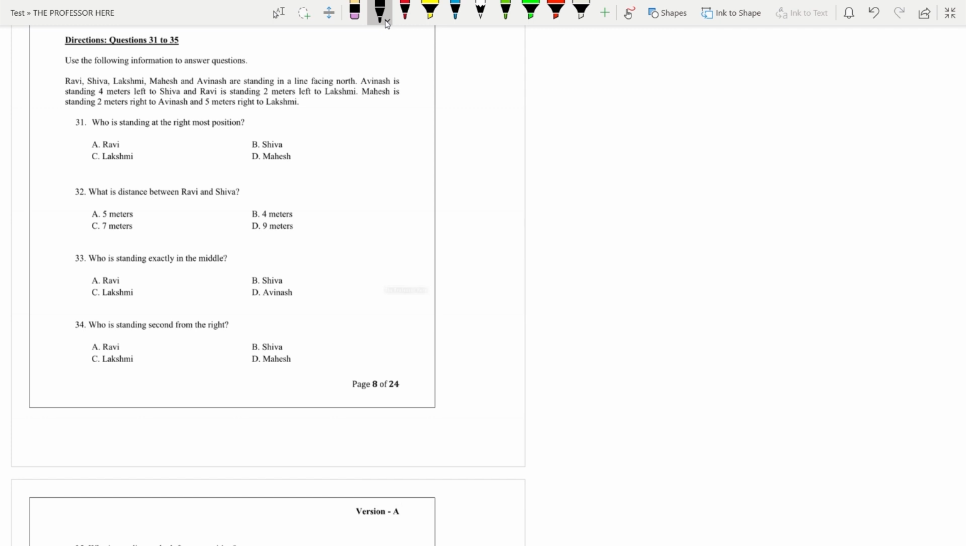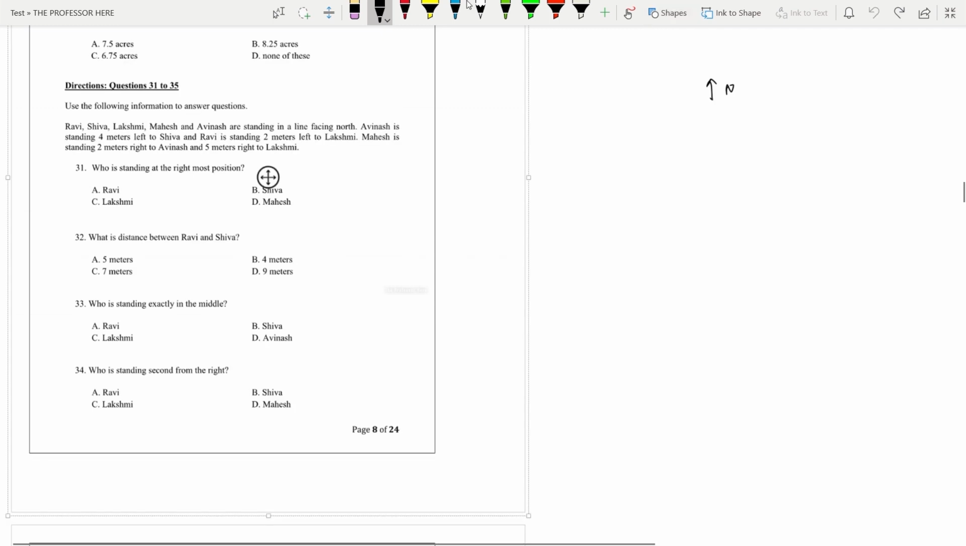Directions for questions 31 to 35. Use the following information to answer questions. Ravi, Shiva, Lakshmi, Mahesh, Avinash are standing in a line facing north. Okay. So whenever you see such a question, you have to decide the north as pointing upwards. Okay, so this is north. They are standing on a line that is facing north. So let me draw a line.